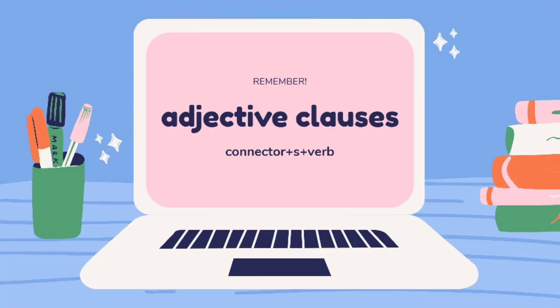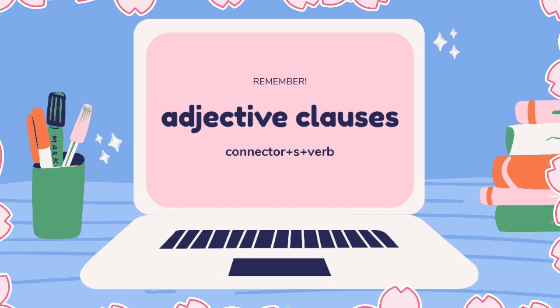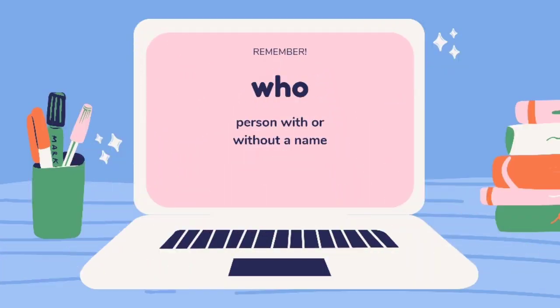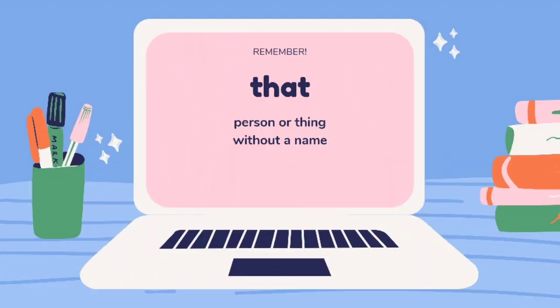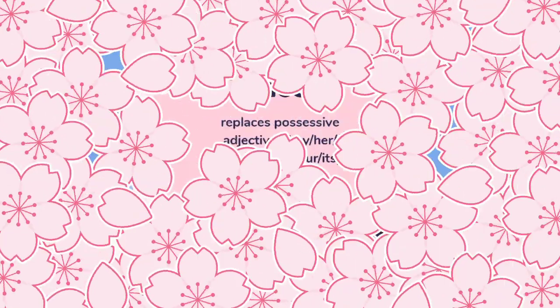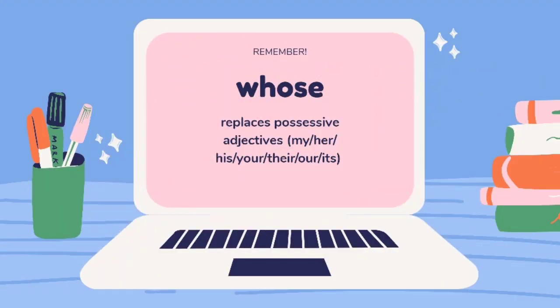So remember, because adjective clauses are clauses, they must contain subject and verb. Who is only for a person with or without a name. Which is for things with or without a name. That is to describe persons or things, but remember, if you mention the name, don't use that. Whose is to replace possessive adjective in your adjective clause.